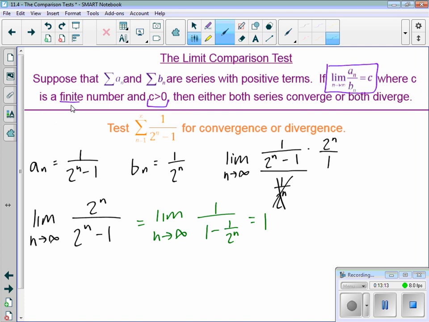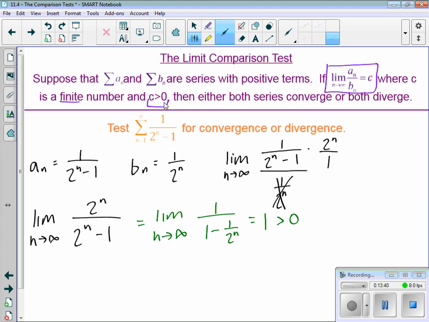So is c a finite number and c greater than 0? Why is that going to 1? Yeah, but isn't 1 over 2 to the n of an infinity, would that be 1? No, it goes to 0. Oh, it's large. Okay. We're good? No, you're good. Yep. Okay, so then here we know that it's 1, which is greater than 0.